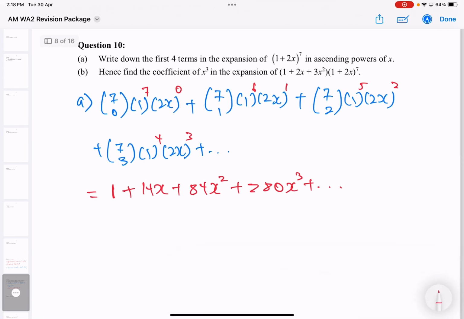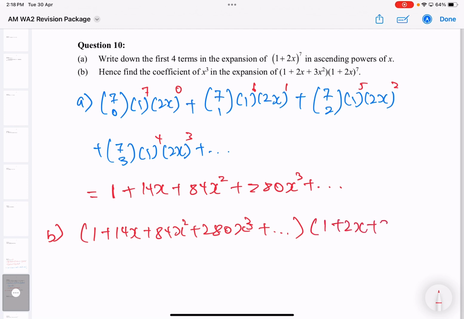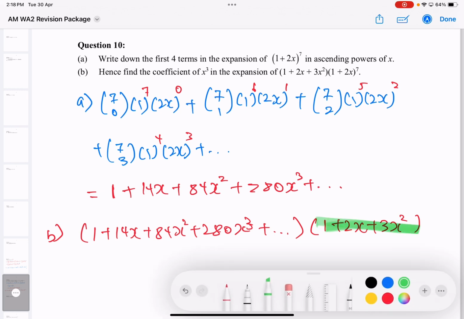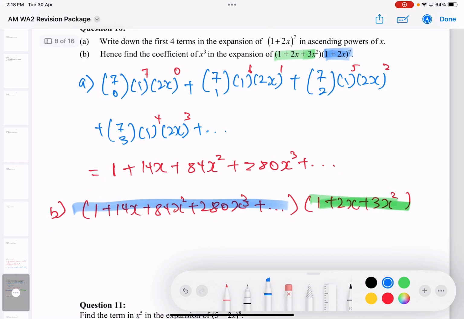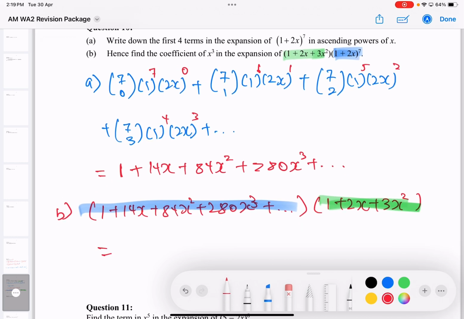B. Find the coefficient of x cubed in the expansion of the following. So basically, you are going to take 1 plus 14x plus 84x squared plus 280x cubed plus dot dot dot, and multiply this with 1 plus 2x plus 3x squared. This whole thing is this one. They want you to find the coefficient of x cubed. So does it mean you do the rainbow method for the whole thing? Don't waste your time. You only multiply it if it gives you x to the power of 3.